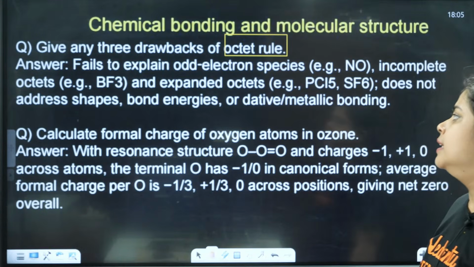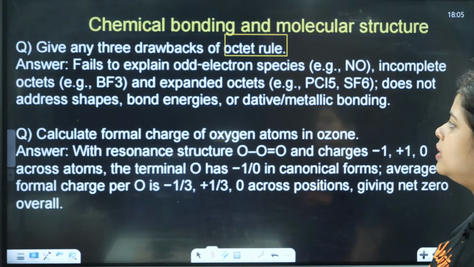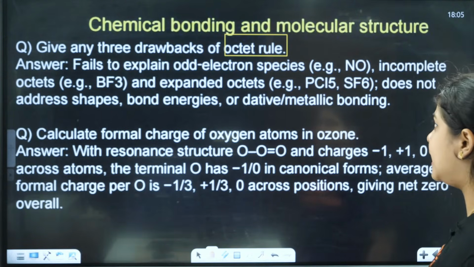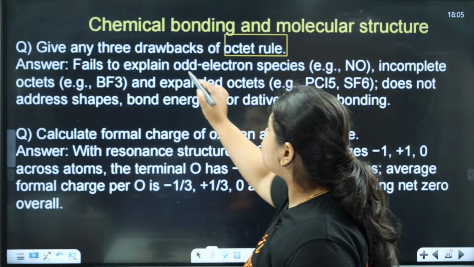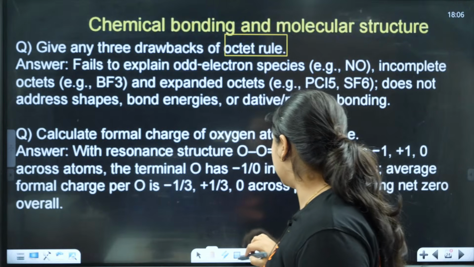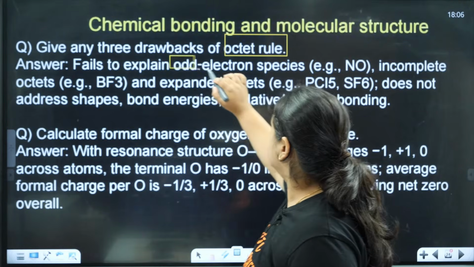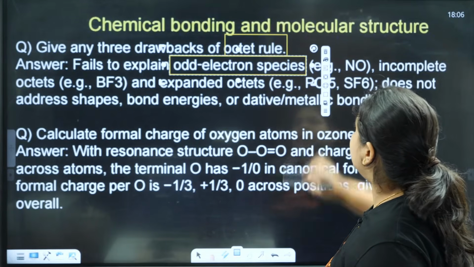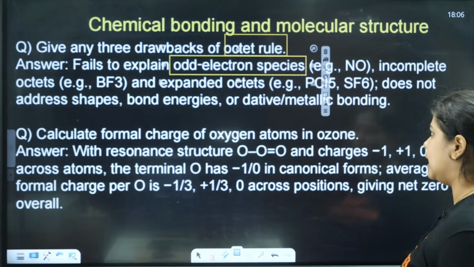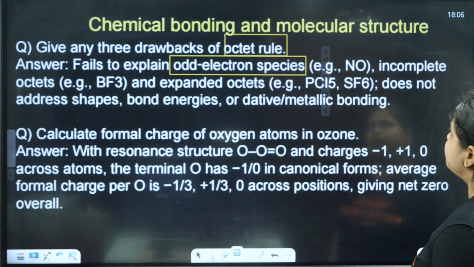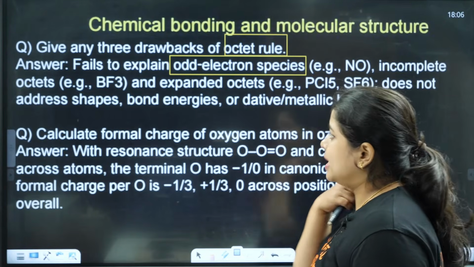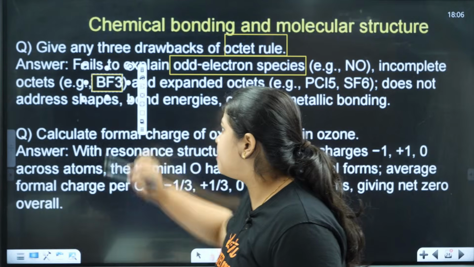Okay? Give any 3 drawbacks of the octet rule. First, it fails to explain odd electron species. The octet rule cannot explain odd electron species. Which example can we take? It has an incomplete octet, for example BF3. In these, the octet is not complete.